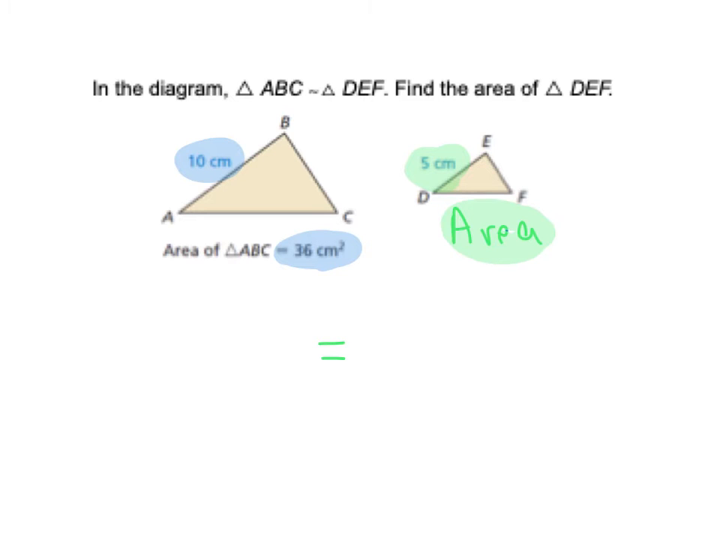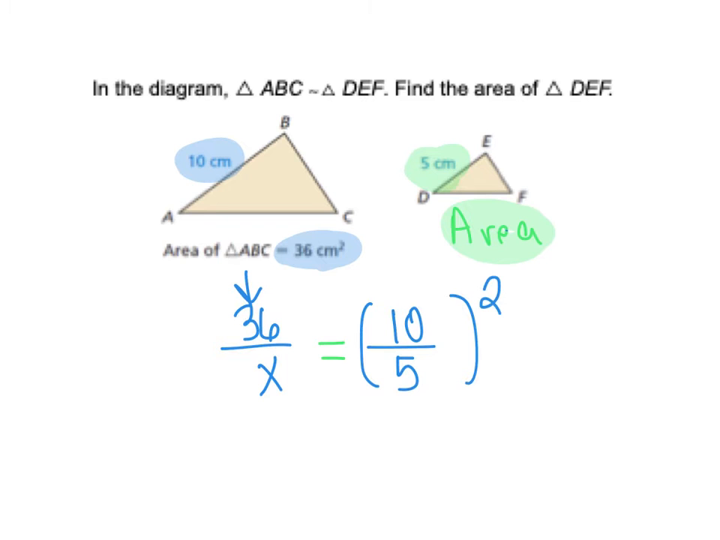On the one side is area over area. So I'm going to go area of the big triangle, 36. And we don't know what the area of the small triangle is, so I'm going to call that x. Then on the other side, I'm going to go side length over side length. So that means in my big parentheses here, if I have the big triangle on top, the side length of the big triangle has to go on top, and the side length of the small triangle goes on the bottom, and we have to square them.